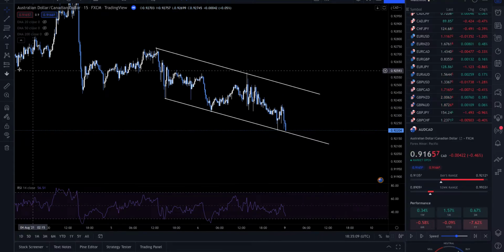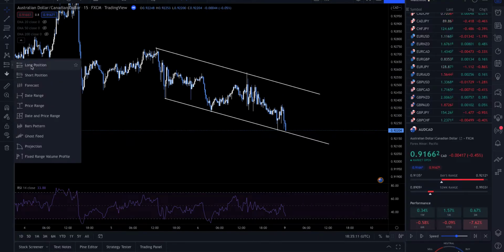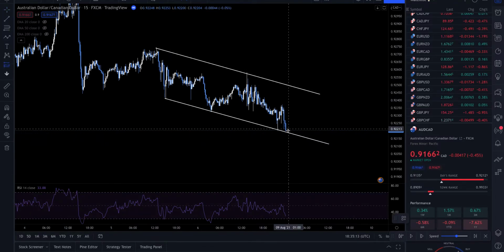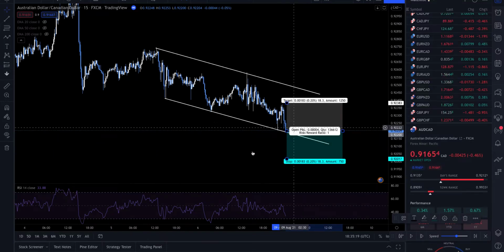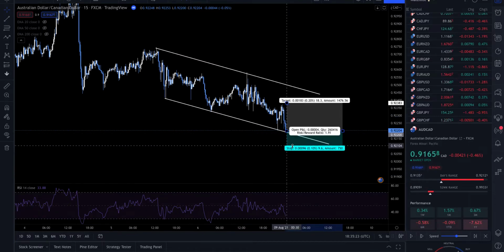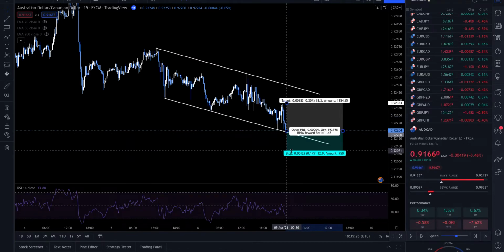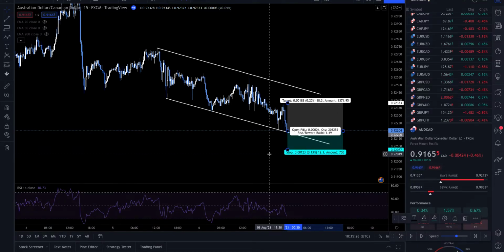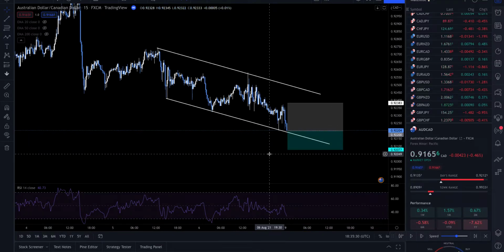So what we'll do is we'll take our long position tool from the sidebar on the left. We'll click roughly around where we want to enter. So we'll roughly enter now, since price is on the trend line. And now we bring up these two boxes, which give us our stop loss and our take profit. So we can decide where we want to set our stop loss and take profit, how wide we want these to be.